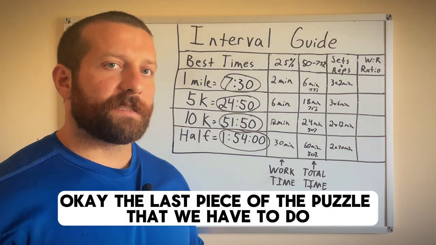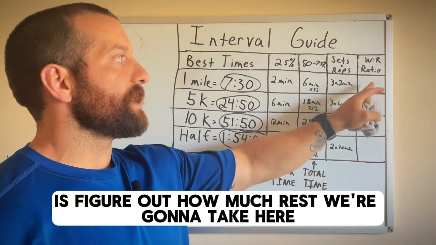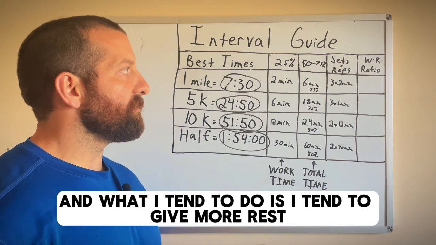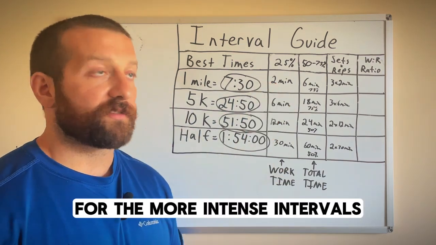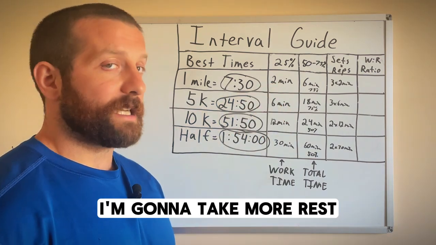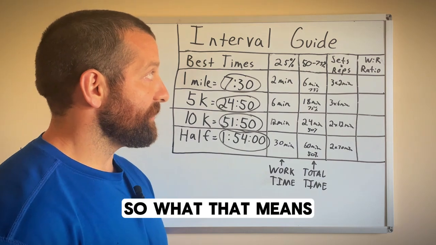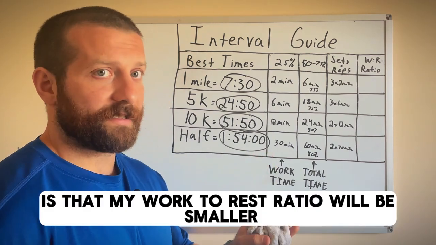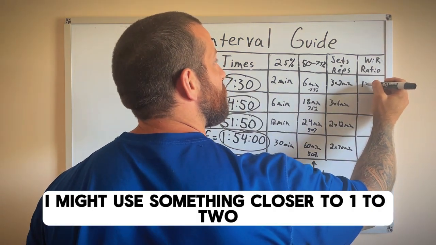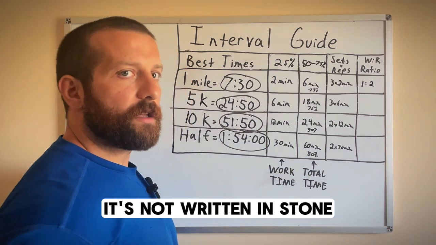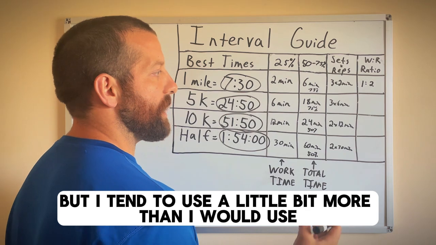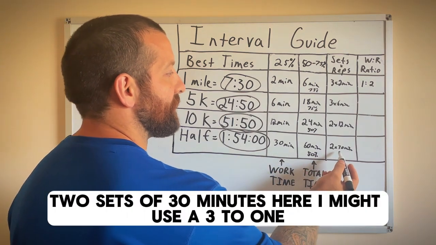Okay. The last piece of the puzzle that we have to do is figure out how much rest we're going to take here. What I tend to do is give more rest for the more intense intervals. So as I get closer to this sub 10-minute time frame, I'm going to take more rest. So what that means is that my work to rest ratio will be smaller. My work to rest here, I might use something closer to 1 to 2. It's not written in stone, but I tend to use a little bit more than I would use on something like this, 2 sets of 30 minutes.